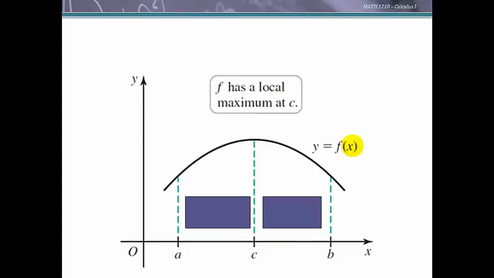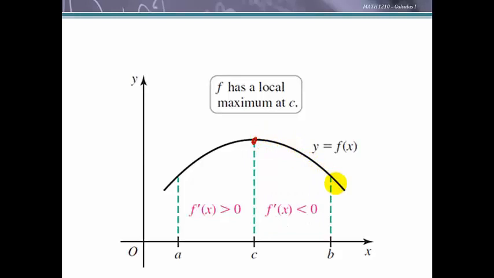Similarly, for a local maximum, if we had a local maximum at C, this is a continuous function from A to B, if this is going to be a maximum, then the derivative here needs to be positive so that it's increasing, then it needs to decrease after that, and so the derivative would be negative on the other side.